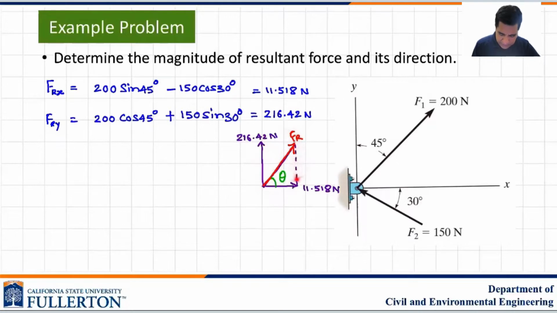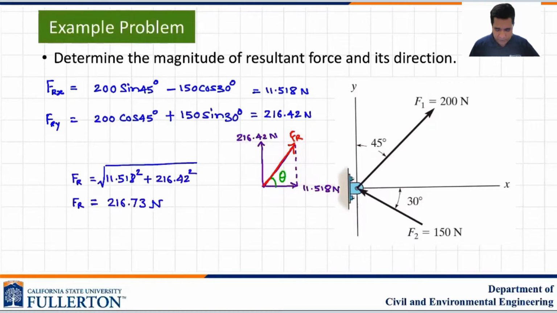So now we can simply solve this right triangle and we will get the Fr, the length of this red line, and the angle theta. These are the two things that we need, magnitude and direction. So for magnitude, again solving the triangle, since this side is 216.42 and this is 11.518, we can find the hypotenuse by taking the squares of these numbers, adding them together, and then taking the square root. So we get 216.73.